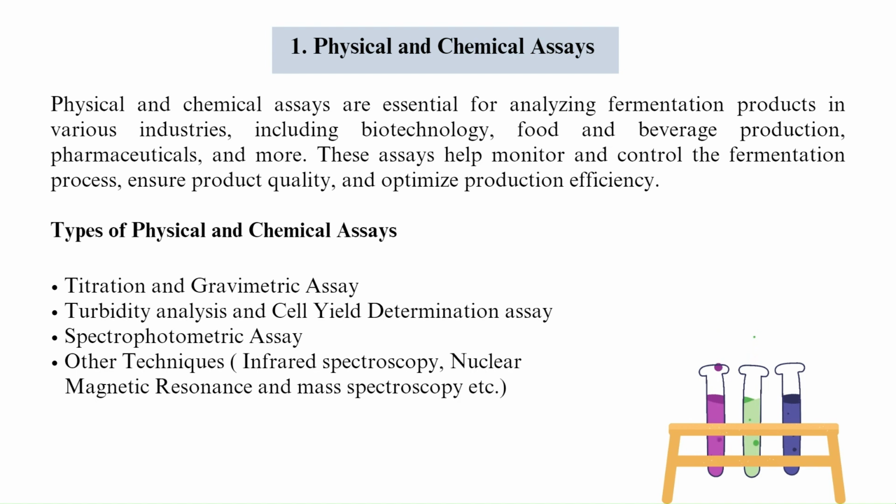Types of physical and chemical assays include titration and gravimetric assay, turbidity analysis and cell yield determination assay, spectrophotometric assay, and other techniques such as infrared spectroscopy, nuclear magnetic resonance, and mass spectroscopy, etc.